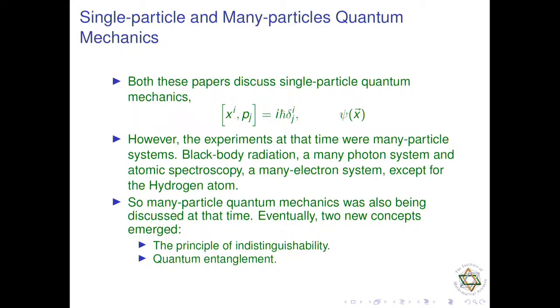But then the experiments from which quantum theory emerged were all many particle systems: black body radiation, which is a many photon system, and atomic spectroscopy, which is a many electron system. So obviously people were thinking about many particle quantum mechanics even as this was developed. So 2 concepts emerged: one is indistinguishability of identical particles, and the other is quantum entanglement, when you go from one particle to many particle quantum mechanics. I'll be focusing on the first one today.